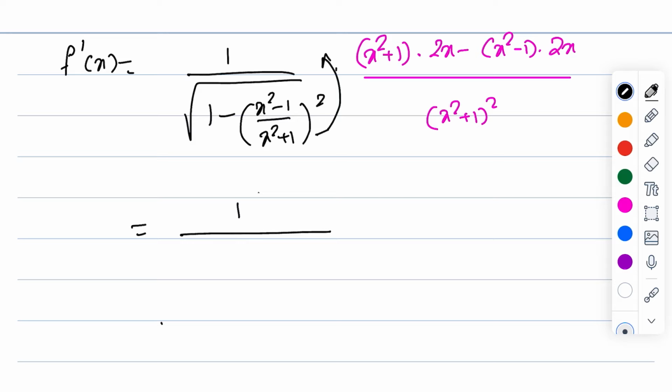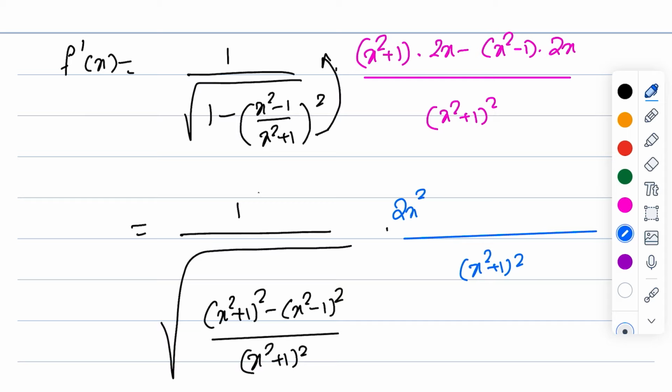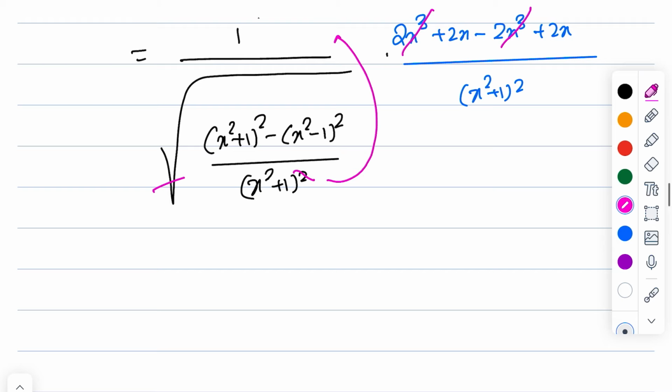Let me write it out neatly. 1 upon this entire square root. What is a common denominator? (x square plus 1) whole square is a common denominator. (x square plus 1) whole square minus (x square minus 1) whole square, times, for this part, (x square plus 1) whole square. Then this is 2x cube plus 2x minus 2x cube plus 2x, then 2x cube gets cancelled, this square and square root get cancelled, and this goes to the numerator. So I'm left over with x square plus 1 in the numerator.